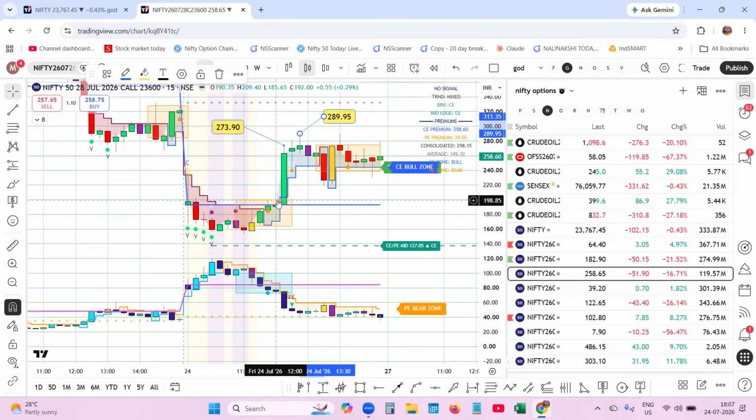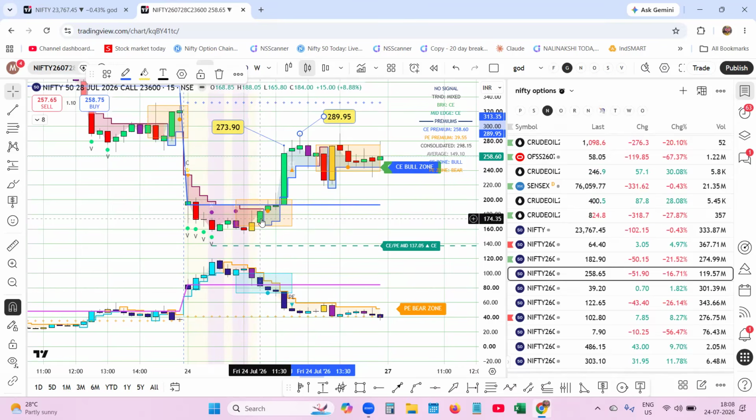I watch for premiums. Premiums react before price. When CE premium starts dominating while PE weakens, buyers are entering. See here, this put premium started falling below its grid price, and here call premium started moving above the base grid line. That itself is a signal, and the box also. This is the consolidation box, and it is breaking above that.